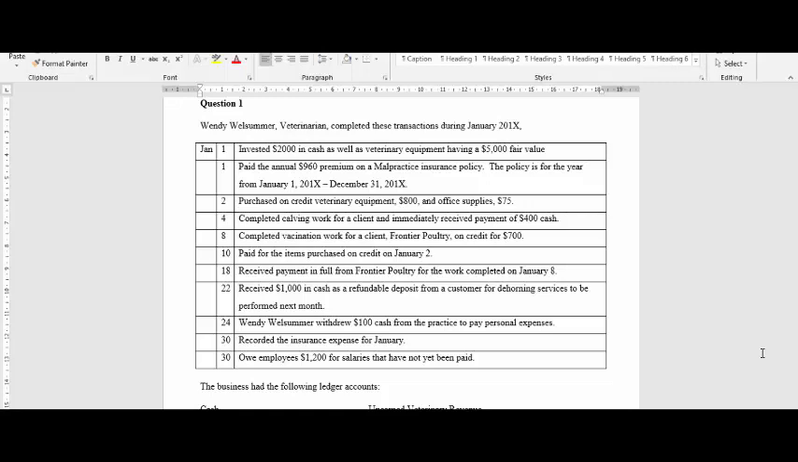All right, what we're going to do here is similar to what we did in the first chapter, except we're going to actually use a real accounting form called the General Journal, which is where we record our transactions for the very first time. So we'll talk about how to set up the General Journal.